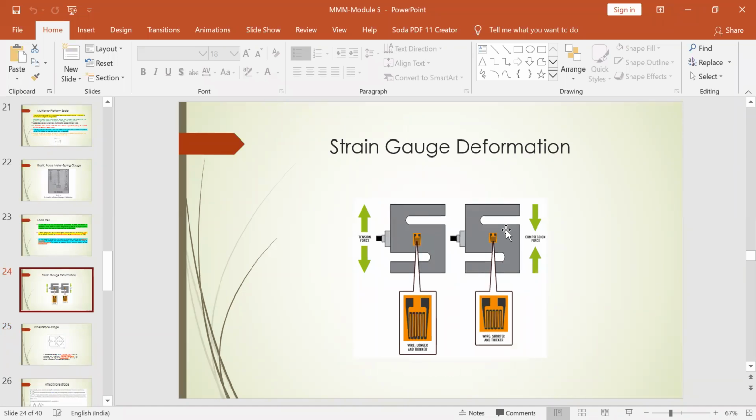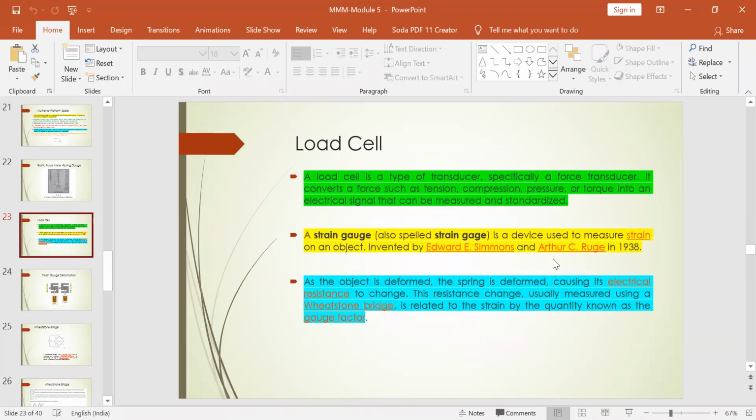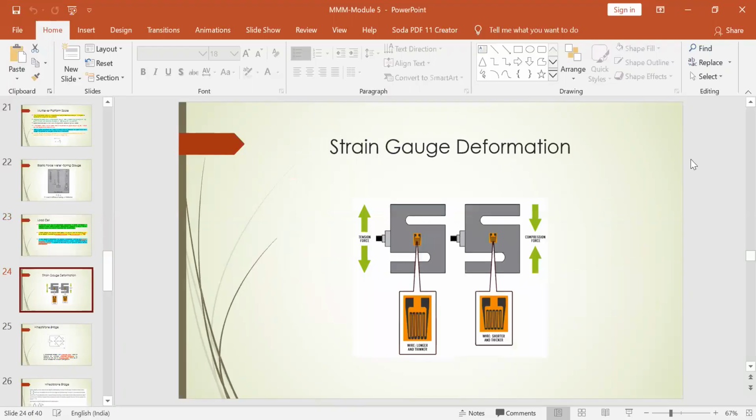The strain gauge deformation could be either tension or compression force. I told you already, it can sense tensional force, compression, pressure or torque, which will later be converted into an electrical signal. So this is how the strain gauge deformation takes place.